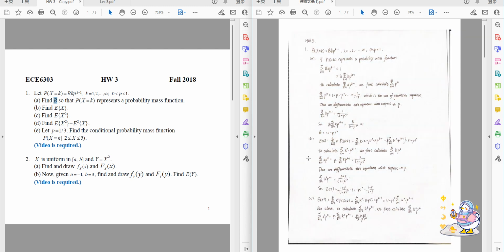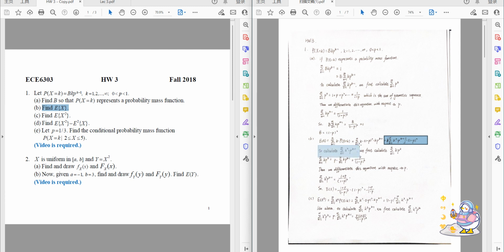Okay, so the second problem is to find the expectation of x. In this question, we can simply use the definition of expectation. The expectation is equal to the sum of k times probability. So we can get this result, which is really similar to the first problem. So we can solve this as before.